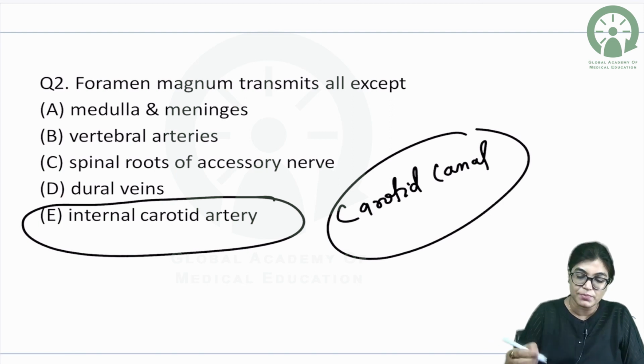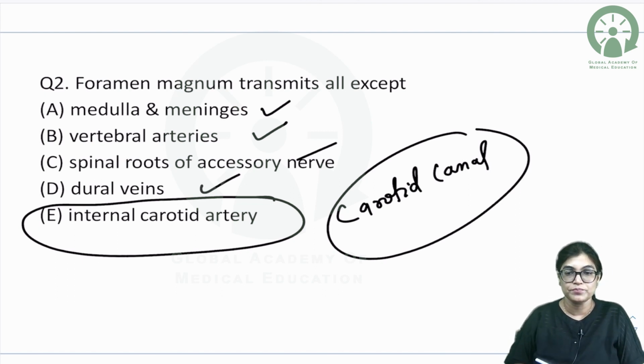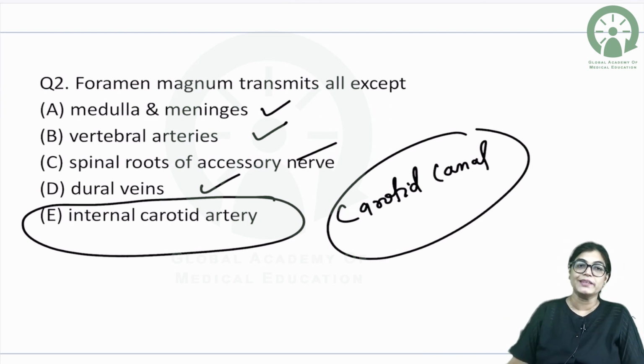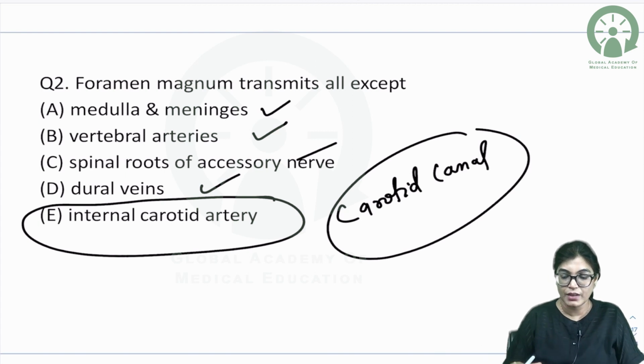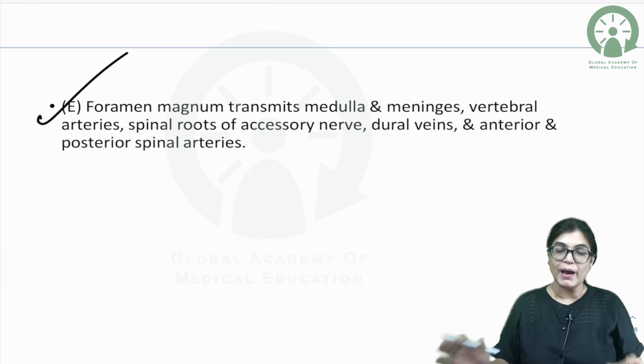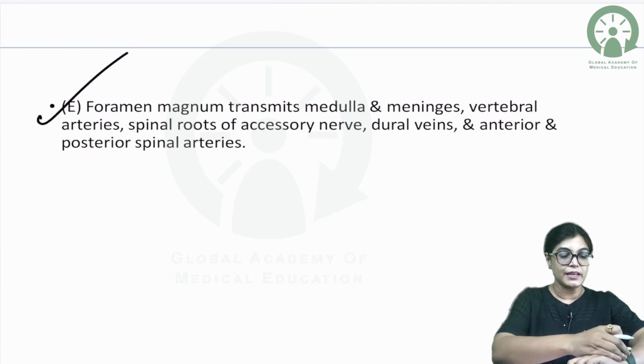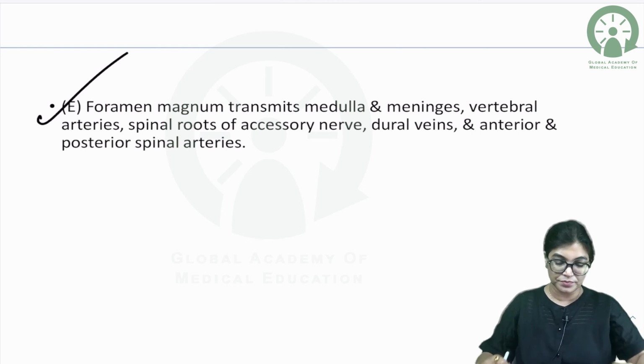Rest all structure, yes, medulla traverses, vertebral artery traverses, spinal accessory nerve traverses. Also dural veins traverse through it. So if I have to choose the odd man out, the internal carotid artery is not passing through foramen magnum, which is situated in the posterior cranial fossa. Structures passing through foramen magnum are medulla, meninges, vertebral arteries, spinal accessory nerves, anterior and posterior spinal arteries.